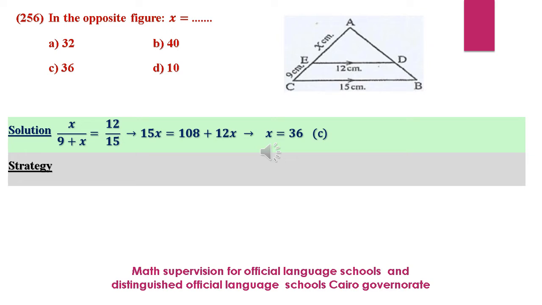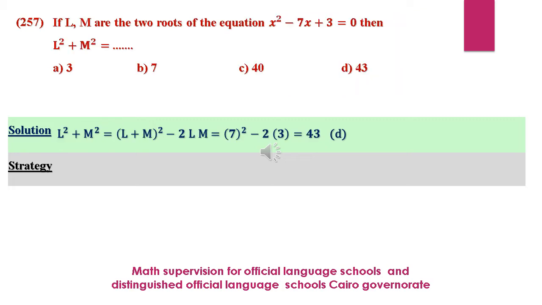Therefore, x over x plus 9 equals 12 over 15, which is 4 over 5. So when we cross multiply here, we get 12x plus 108 equals 15x. So x equals 36.